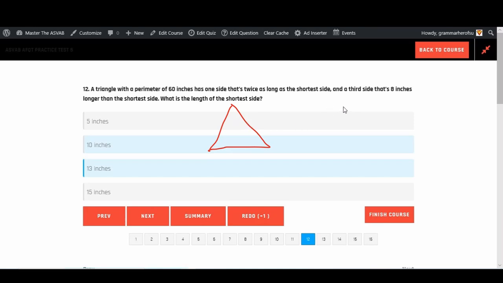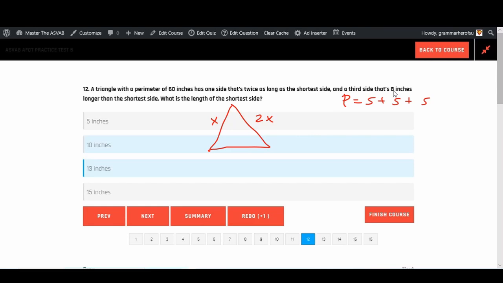The perimeter of a triangle is just side plus side plus side. The perimeter of anything is just to add up all the sides. In this case, we're referencing the shortest side of the triangle for all these other sides. So I'm going to call the shortest side of this triangle x. We're told that one side is twice as long as the shortest side. If I let the shortest side be x, that means this one is 2x.